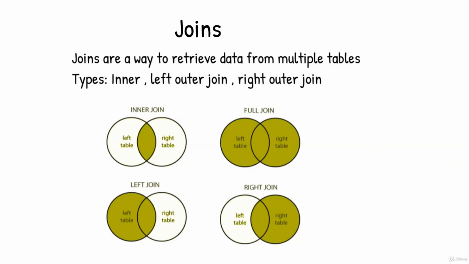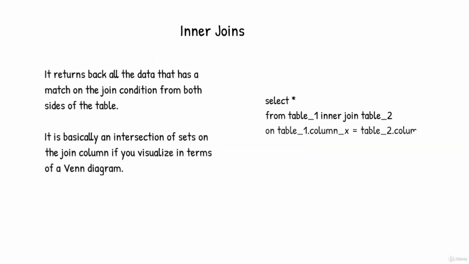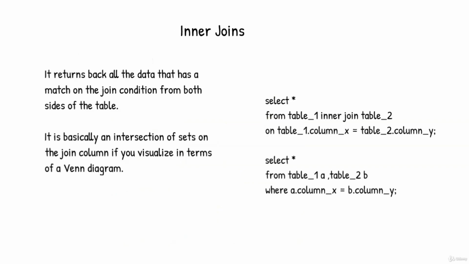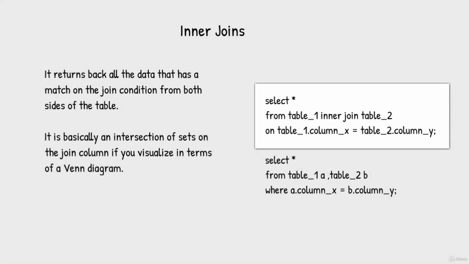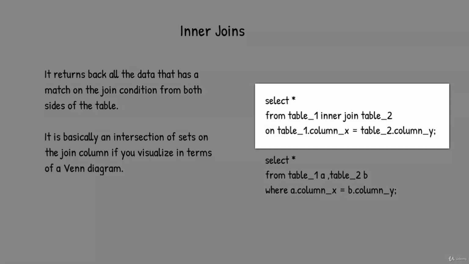Now there are 4 kinds of join: inner join, left join, full join, and right join. Full join is hardly ever used, so we'll focus on inner join, left join, and right join. Inner join returns back all the data that has a match to the join condition from both sides of the table. It is basically an intersection of sets on the join column if you visualize in terms of the Venn diagram.